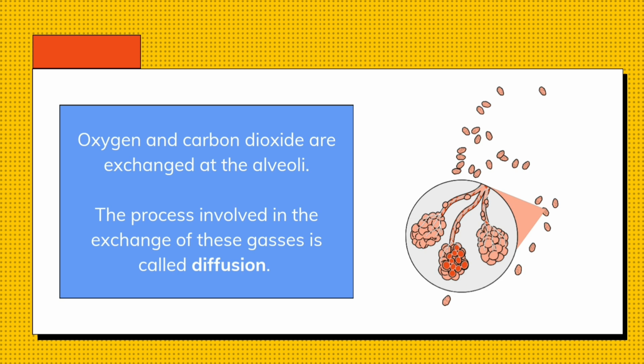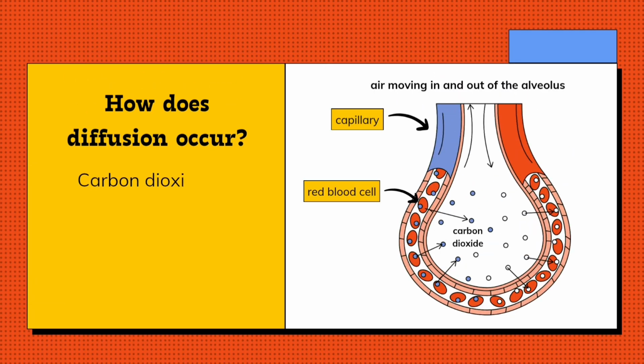Oxygen and carbon dioxide are exchanged in the alveoli. The process involved in this exchange is called diffusion. So the oxygen has to go in while the carbon dioxide leaves. So how does diffusion occur?